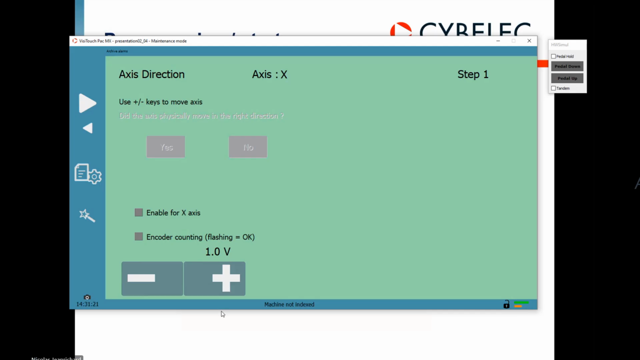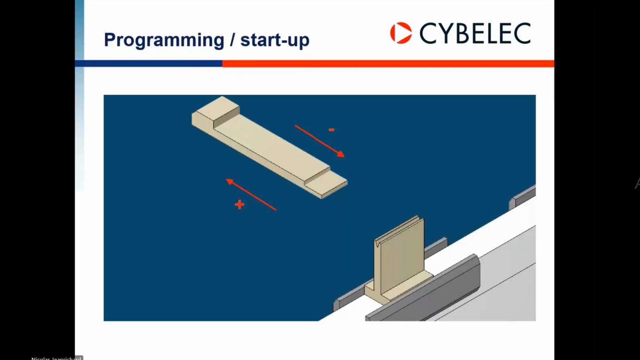So this is my die, just to show the front of the machine, and this is my back gauge. When I press plus, the 0 is here. So I press plus, the gauge should go away from the die, and I press minus, the gauge should go towards the die. So if my gauge is about here, what I will do is press plus to see if it goes away.